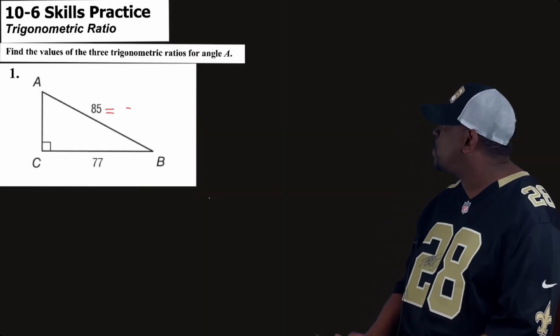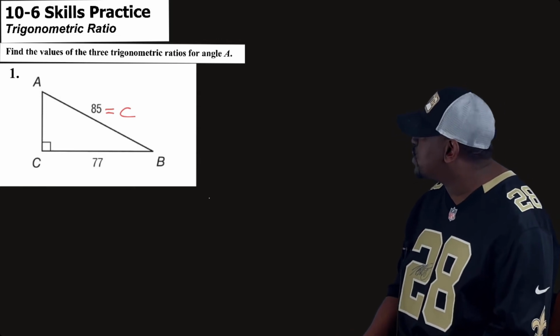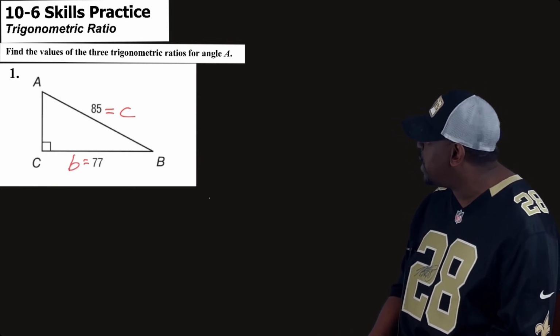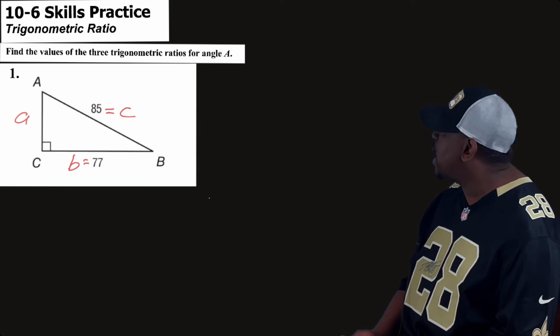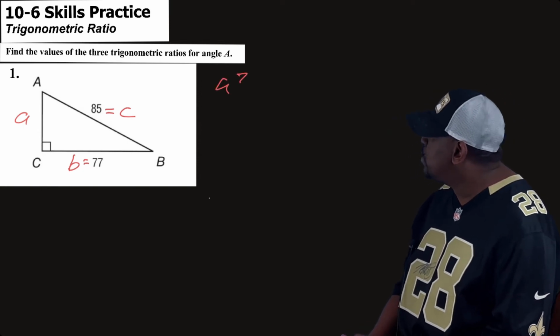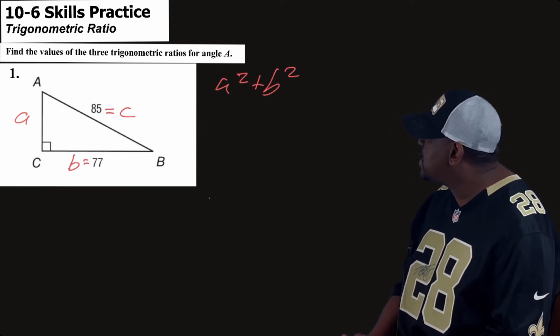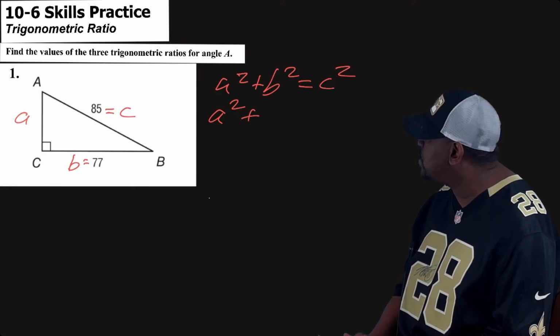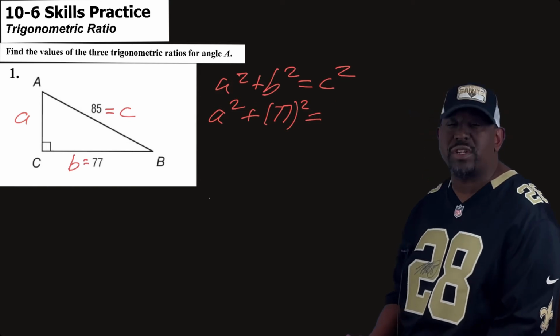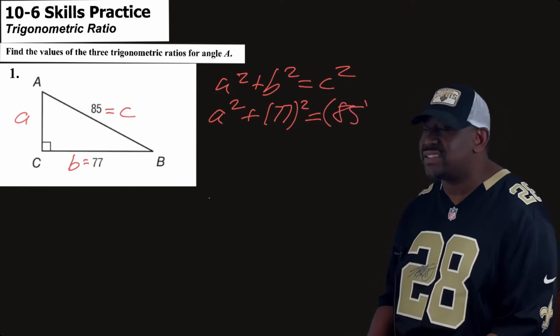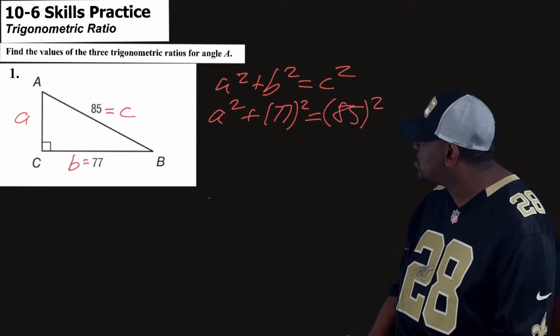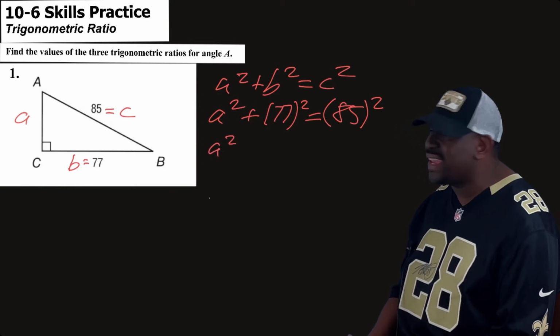So in this first problem, we want to find the value of the three trigonometric ratios for angle A, which is at the top right of the video. We must label our sides. The shorter side is going to be A, the middle side is B, and we set C, the hypotenuse, equal to C. So we want to use the Pythagorean theorem like we did in the last section to find one of the three sides that's not given. So that's A in this case.